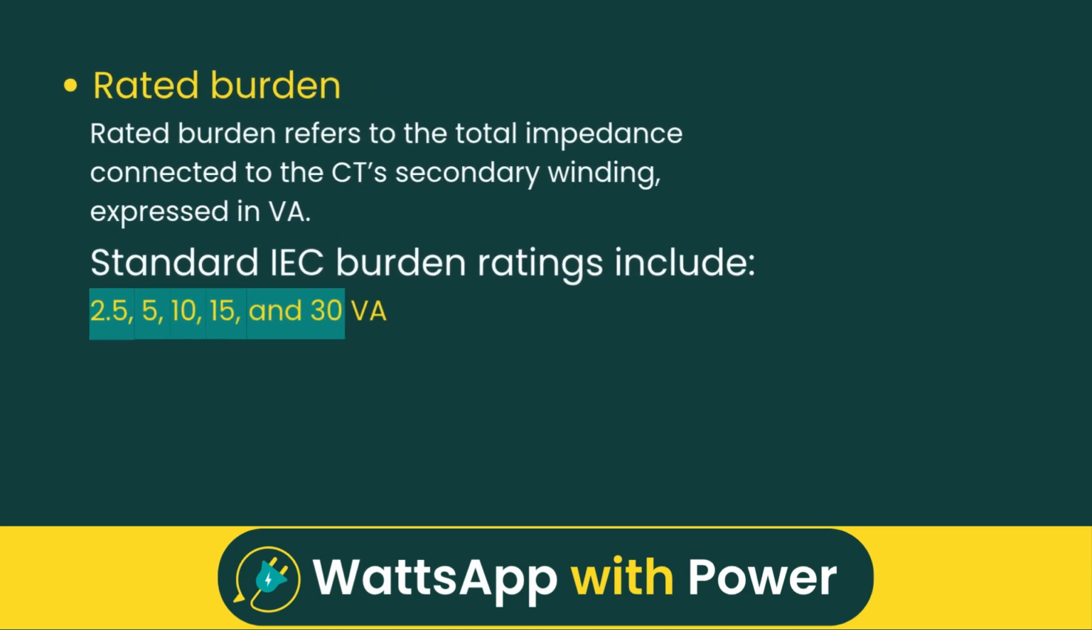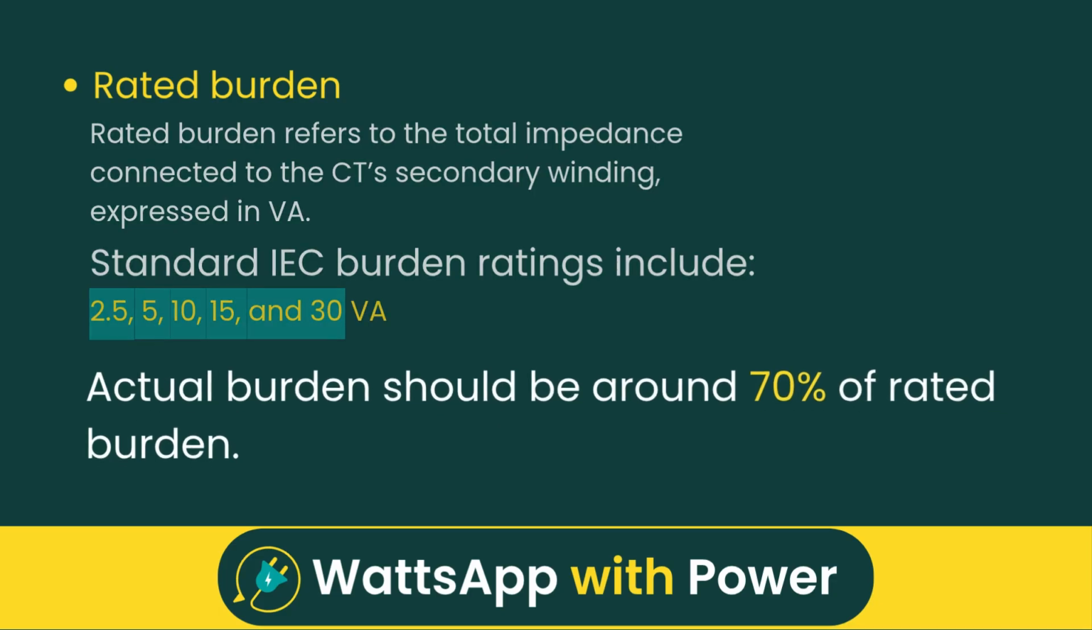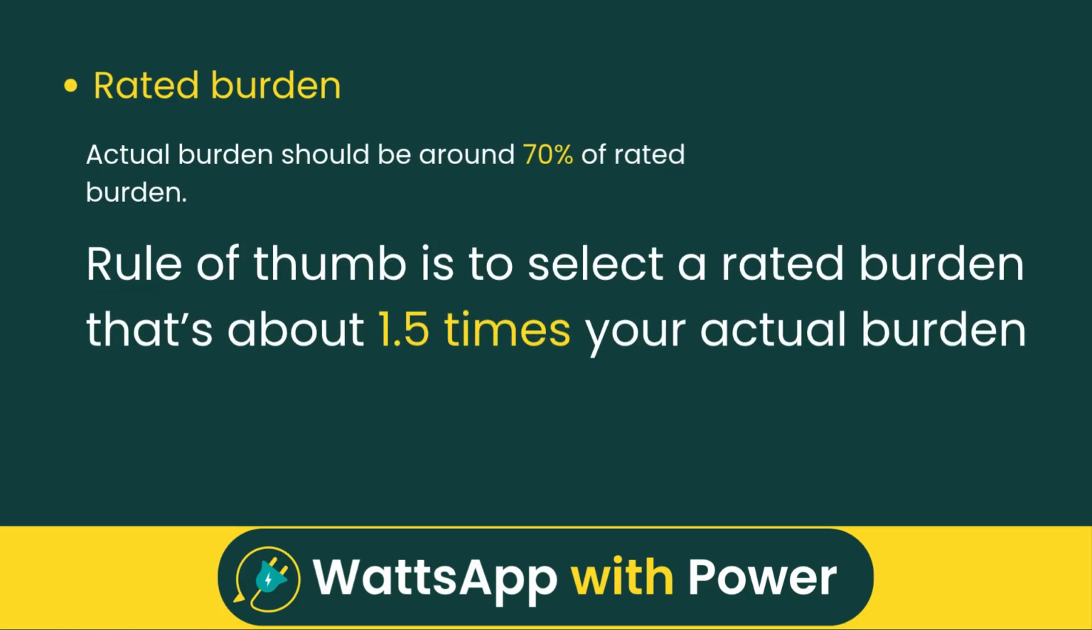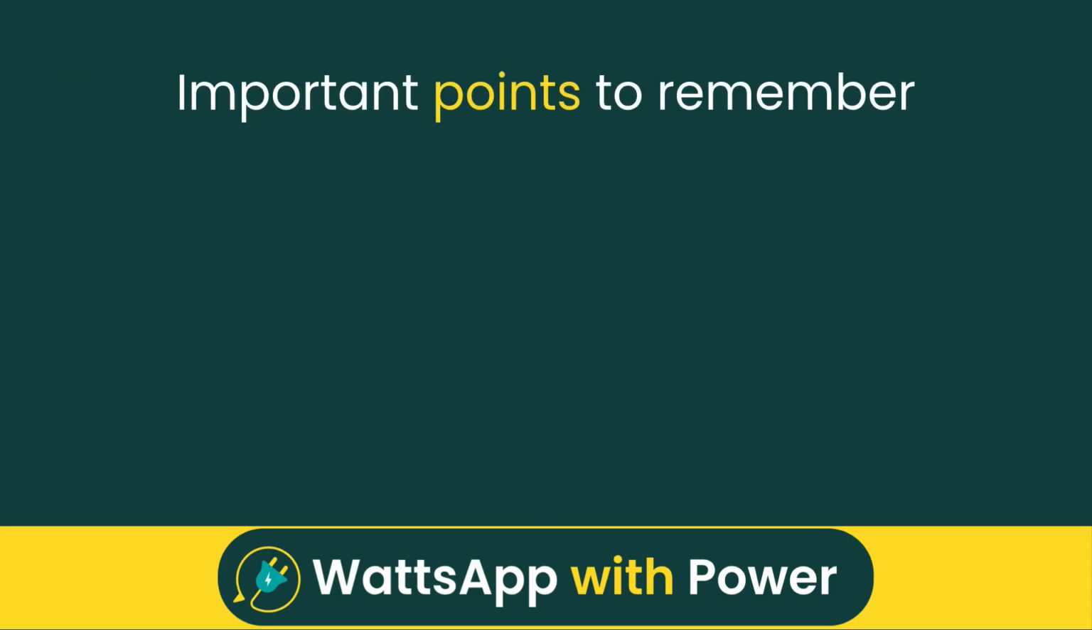For best result, the actual burden should be around 70% of the rated burden. A useful rule of thumb is to select a rated burden at about 1.5 times your actual burden, ensuring the CT performs optimally. Before we end, let's quickly recap the most important points to remember.